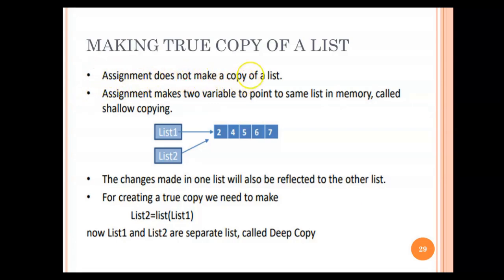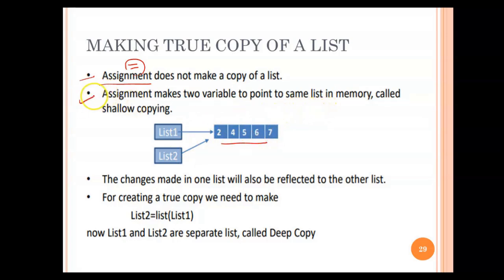Assignment does not make a copy of a list. They are saying assignment means the equal sign. You can't create one more copy of a list with the help of the assignment operator. It is not going to work. Assignment makes two variables point to the same list in memory, which is called shallow copying. So you can see both of the lists are pointing to the same list, but they are not two different lists.